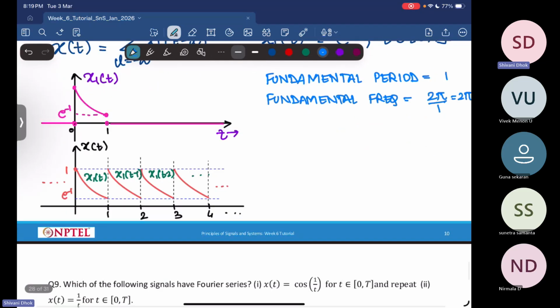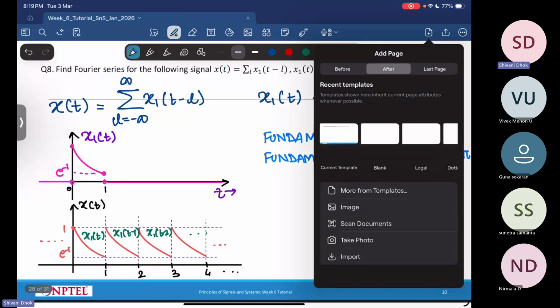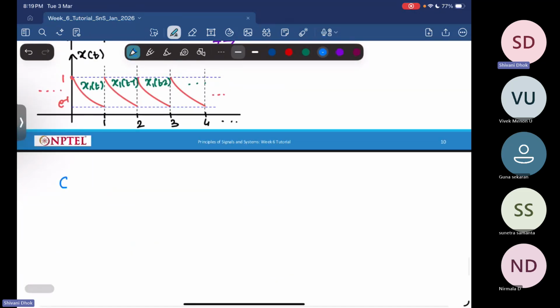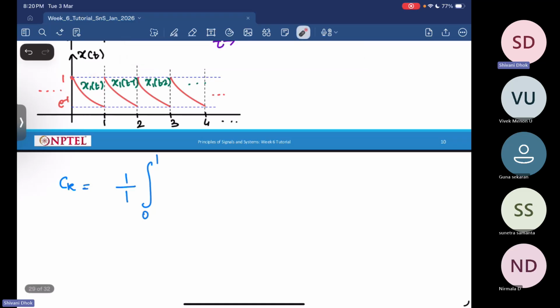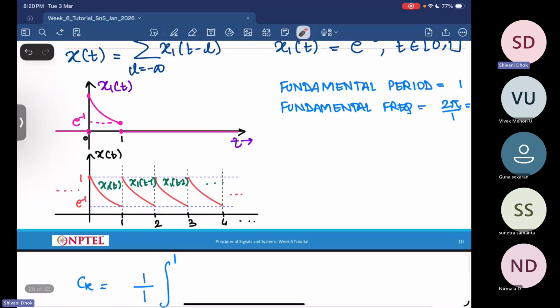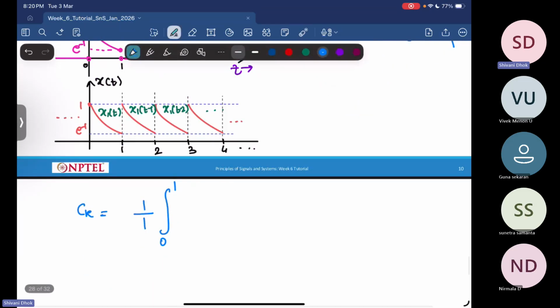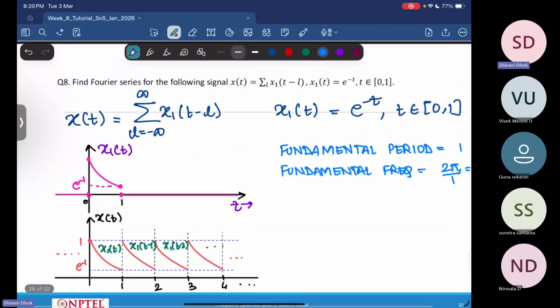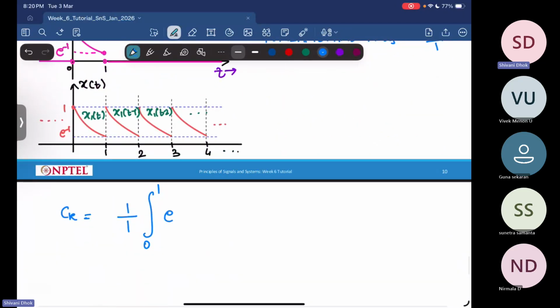Let me add a page, I don't want to cram content on this. So your Ck will be 1 by the fundamental period, that is 1, integral from 0 to 1. This 0 to 1 is the signal that is given to us, so it's easy to just focus on this period instead of some different period. In that, your x of t is equal to x1 of t, which is e power minus t, into e power minus j k omega naught t dt.